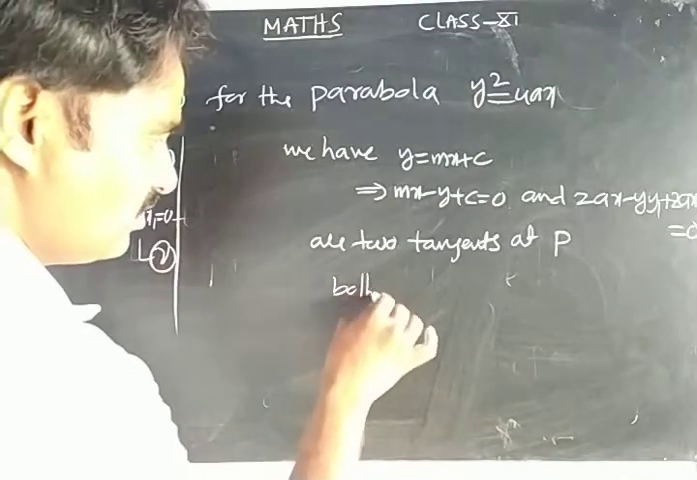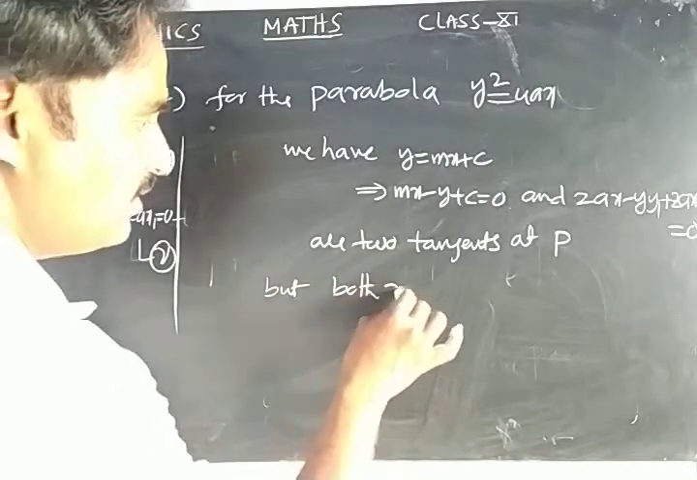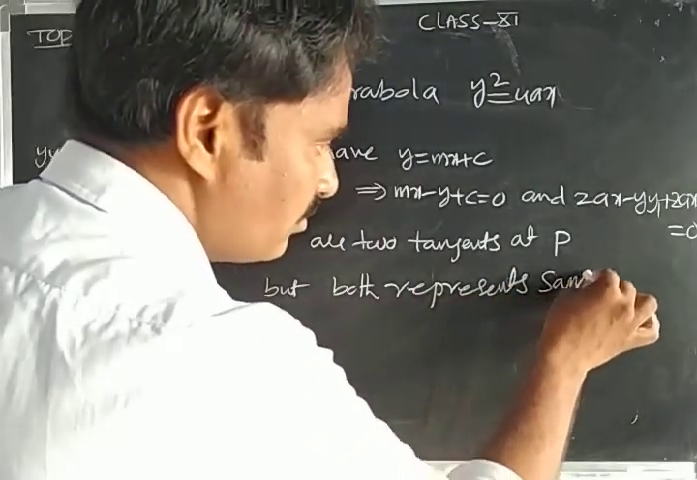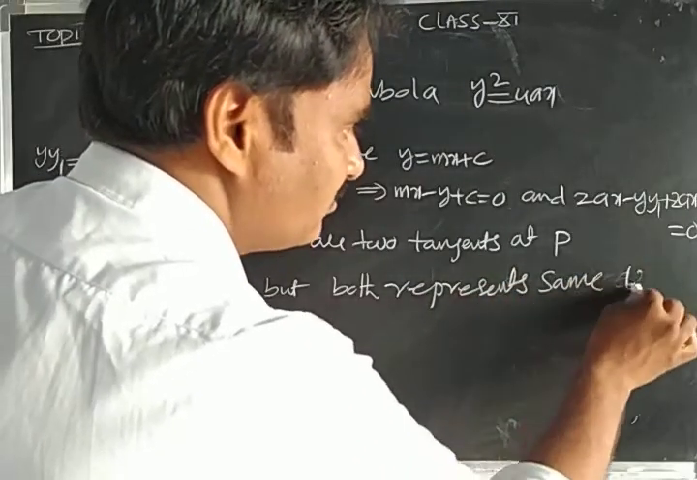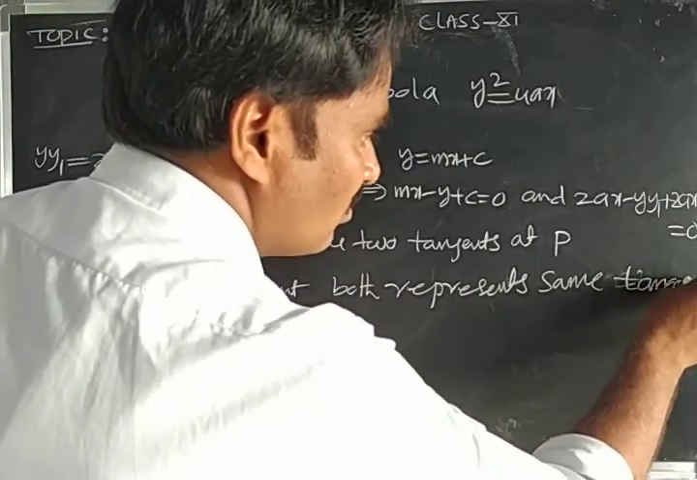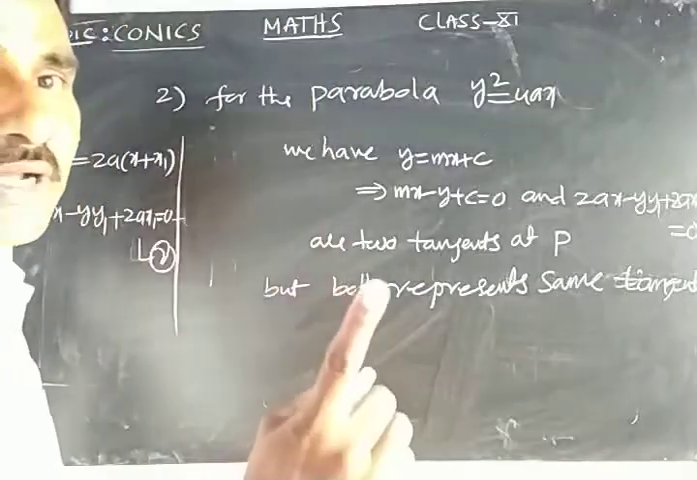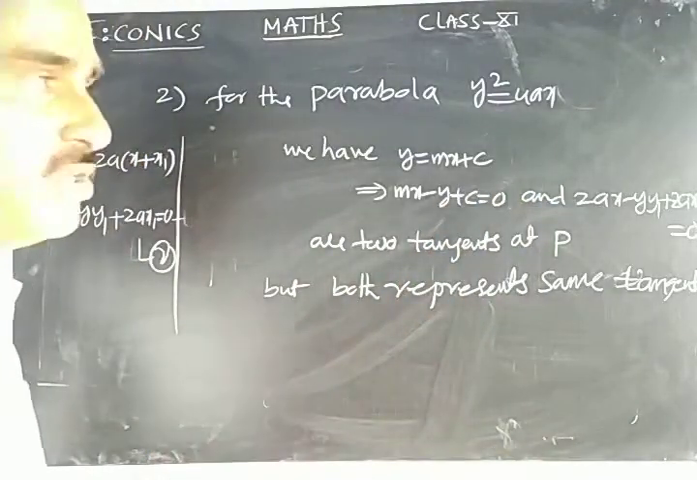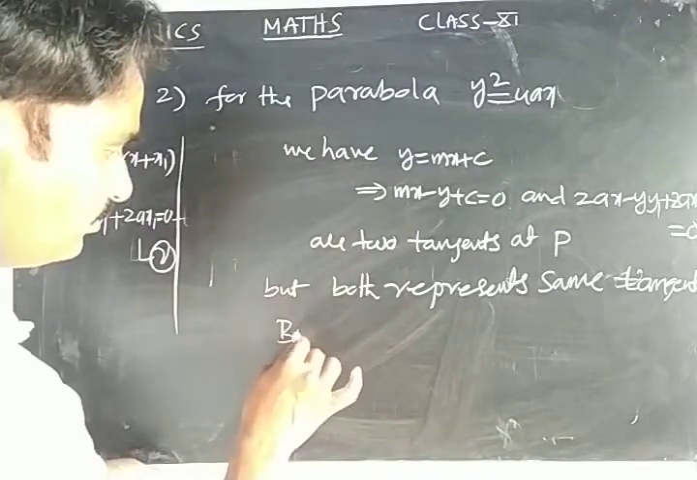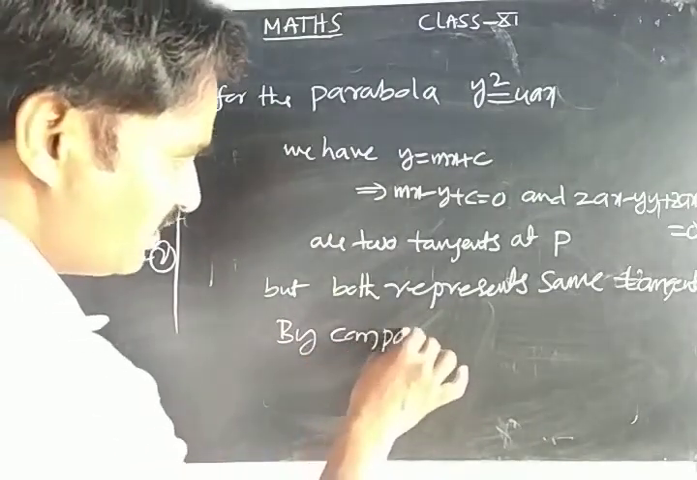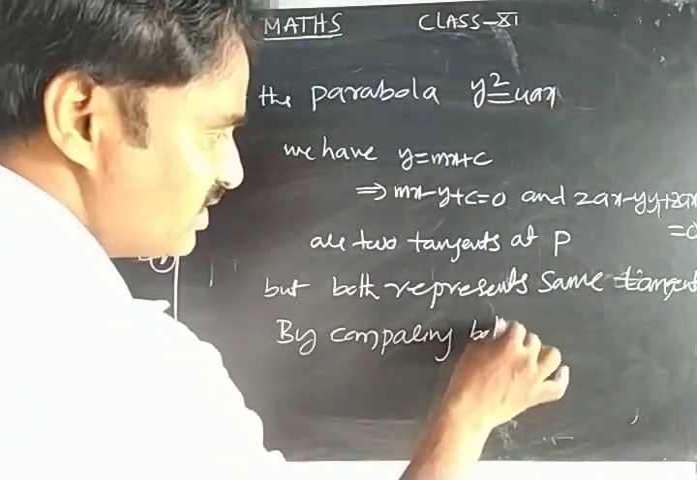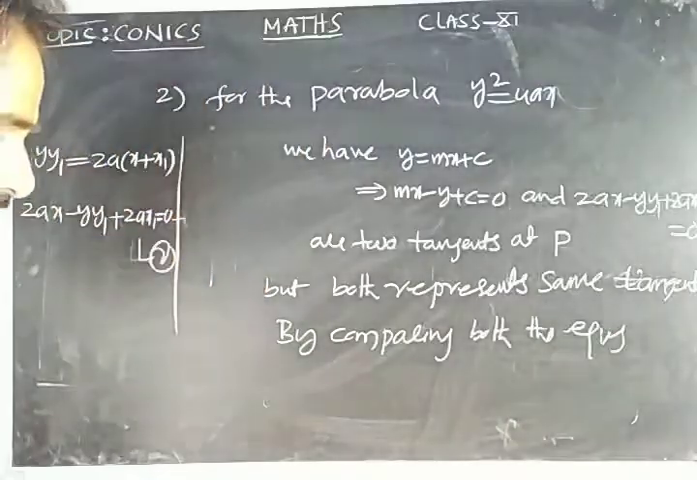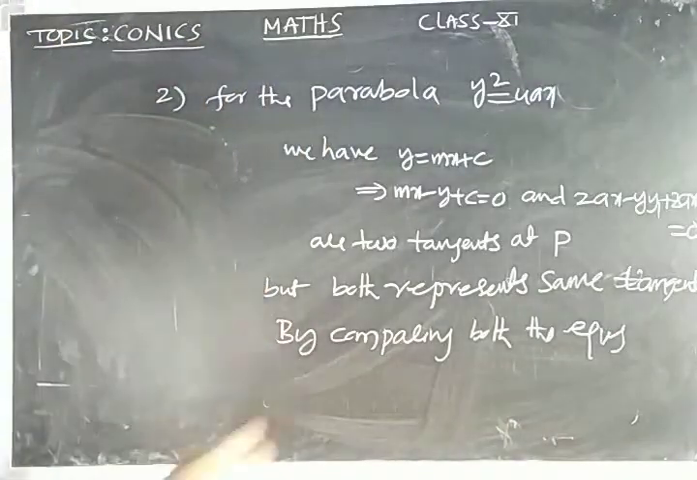Both represent the same equation, the same tangent. Why? Because at one point on the conic, there is only one tangent. So they are not different equations, both are the same. So by comparing both the equations, I am comparing these two equations.